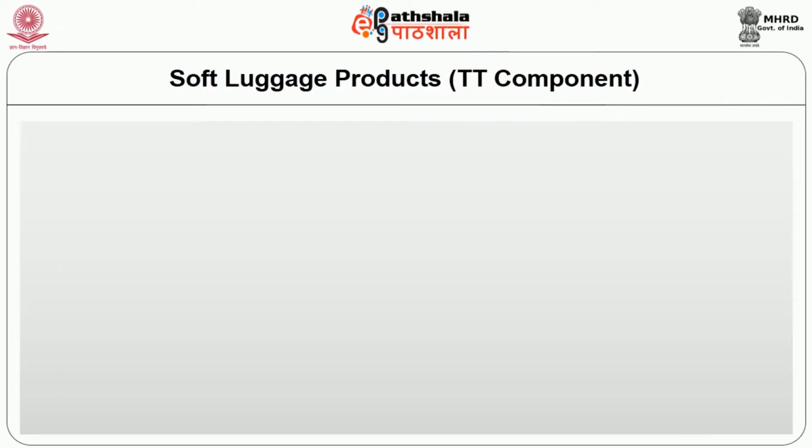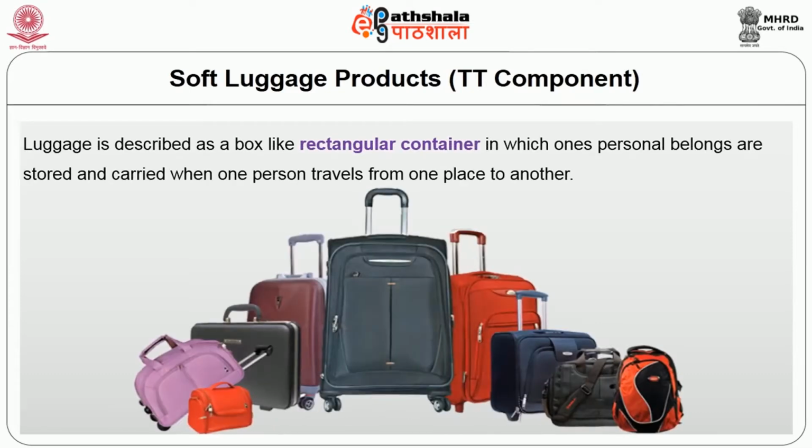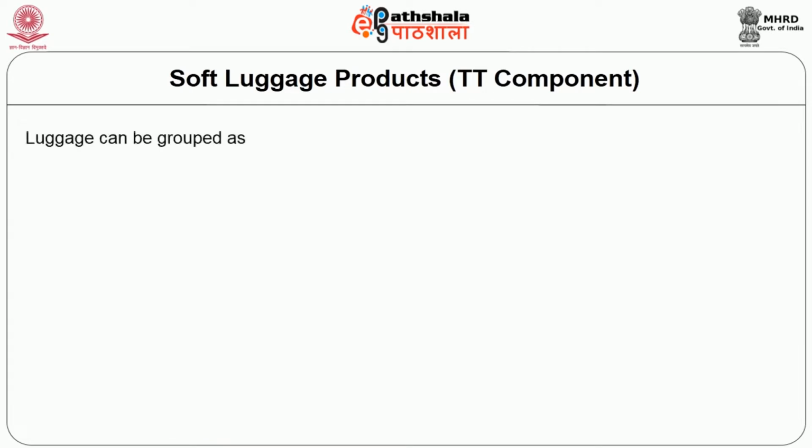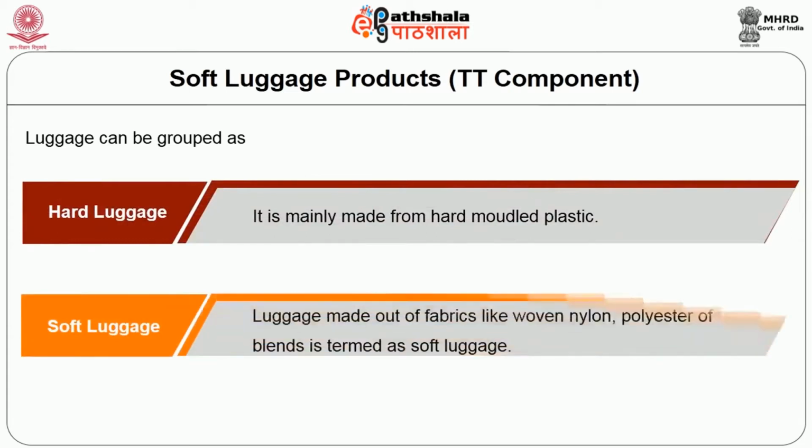Next we shall see about soft luggage products. Luggage is described as a box-like rectangular container in which one's personal belongings are stored and carried when a person travels from one place to another. Luggage can be grouped as hard and soft. Hard luggages are made out of hard molded plastics. Luggage made out of fabrics is termed as soft luggage. It is made out of woven nylon, polyester or blends.